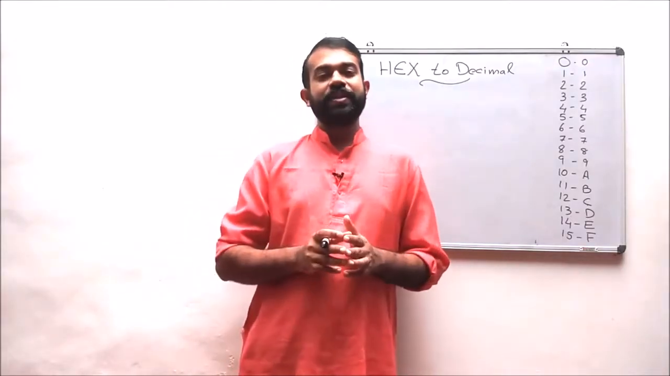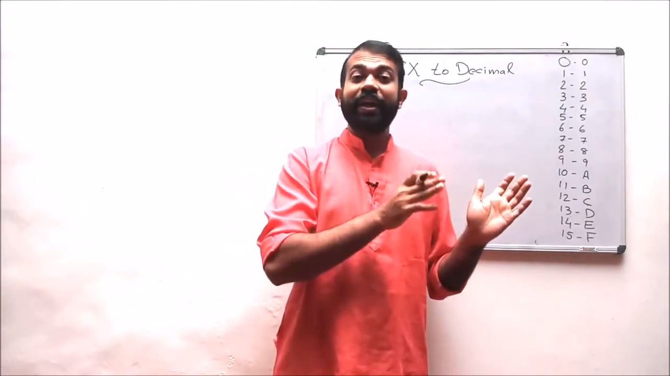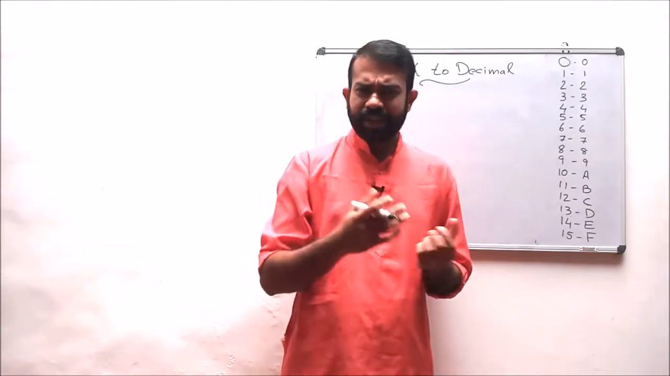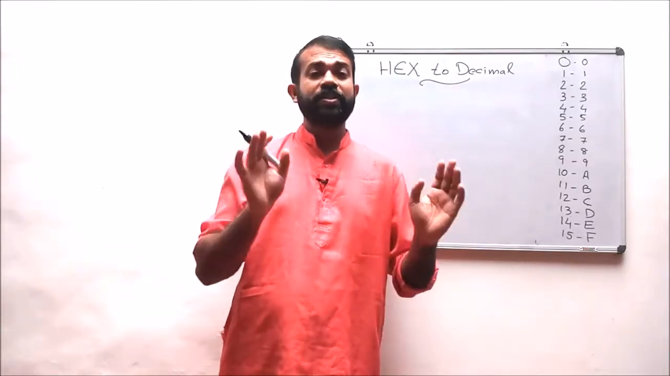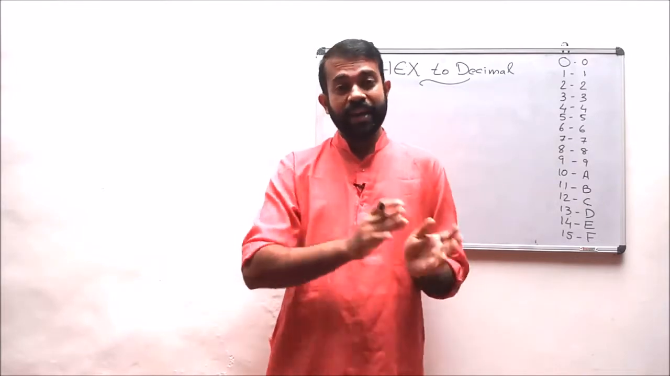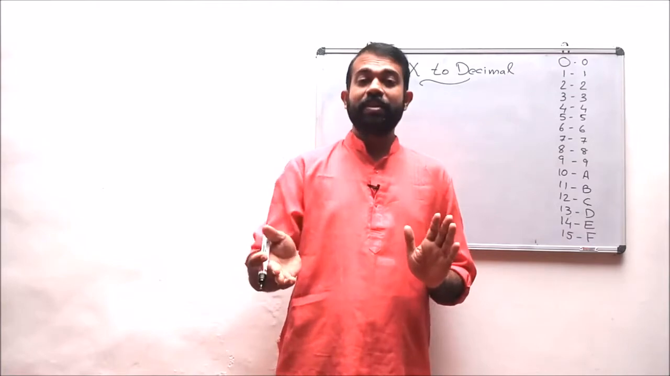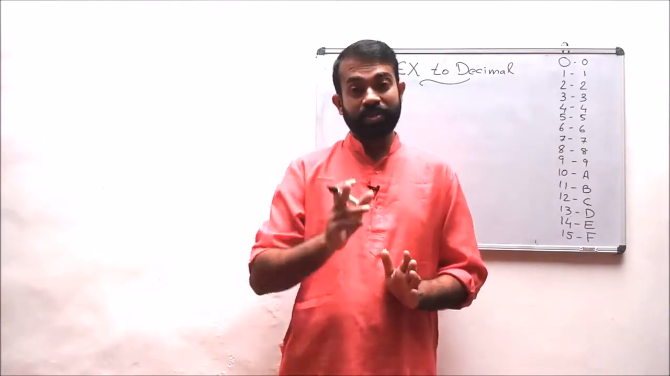In this lecture, we are discussing how to convert a hexadecimal number into a decimal number system. As we all discussed, the hexadecimal number system consists of 16 different digits, ranging from 0 to 9 and from A to F. In this lecture, we are discussing how to convert this number back into a decimal number system.